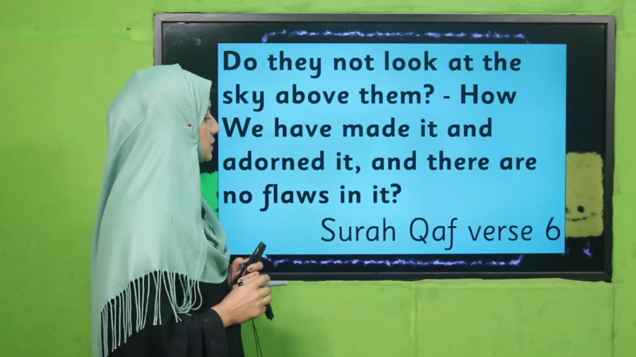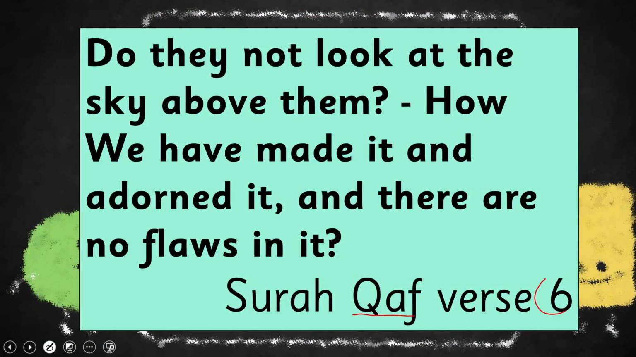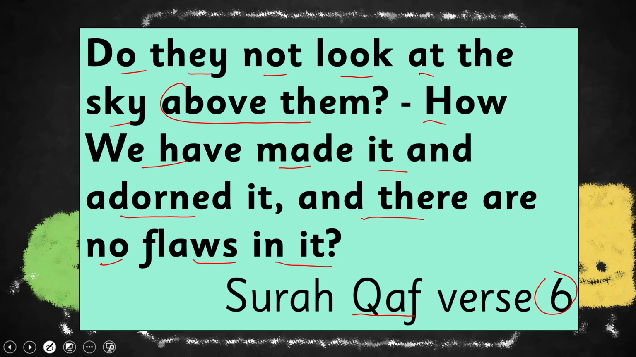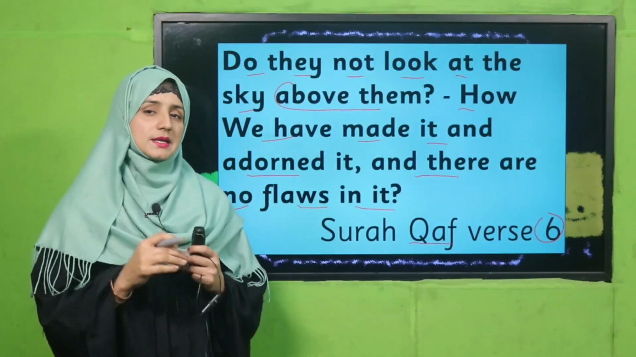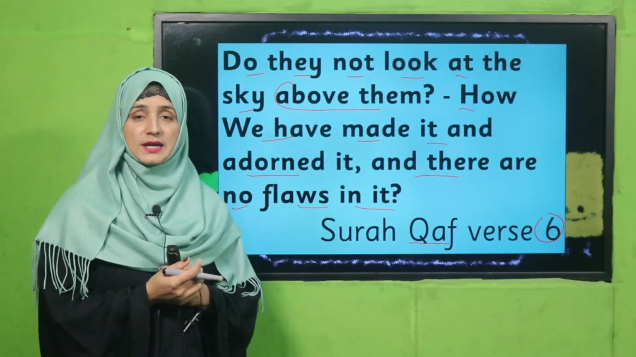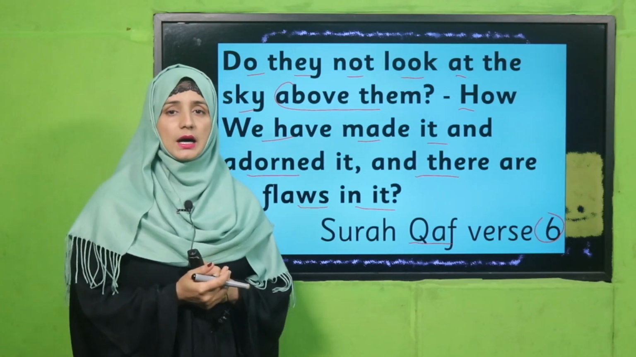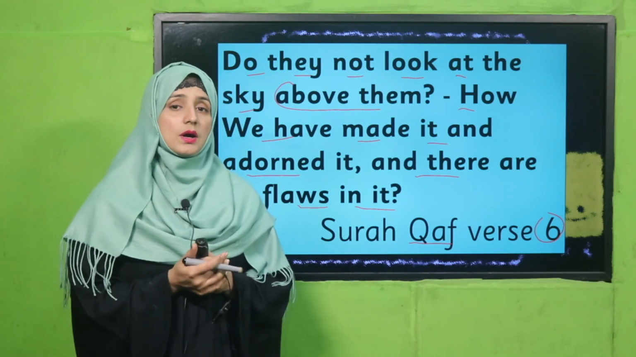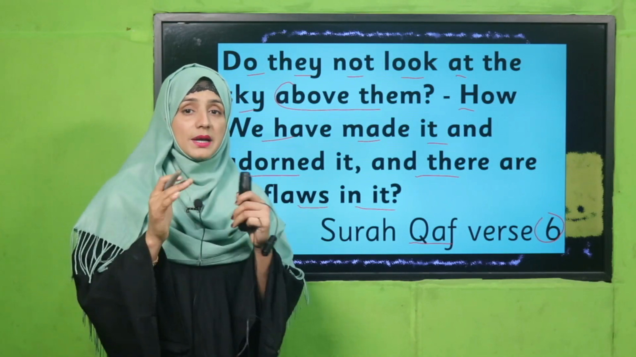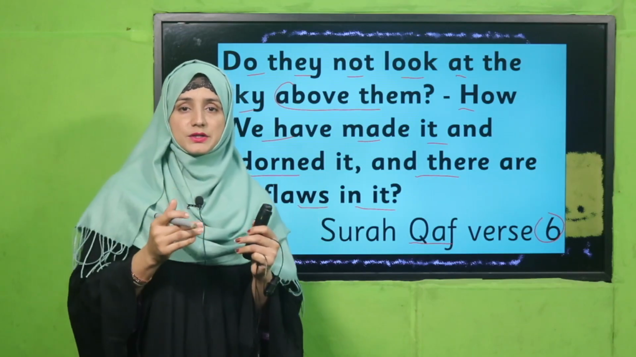Allah subhanahu wa ta'ala mentions in Al-Quran, Surah Kaf, verse number 6, do they not look at the sky above them, how we have made it and adorned it, and there are no flaws in it. Subhanallah, my dear students. This beautiful verse is giving us the message that Allah Almighty is saying how beautifully Allah Almighty has organized everything and how Allah Almighty has made the sky above us, my dear students.